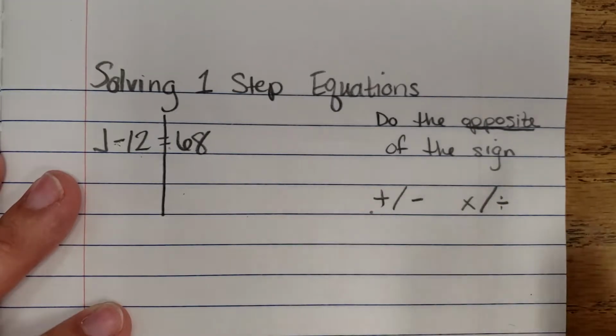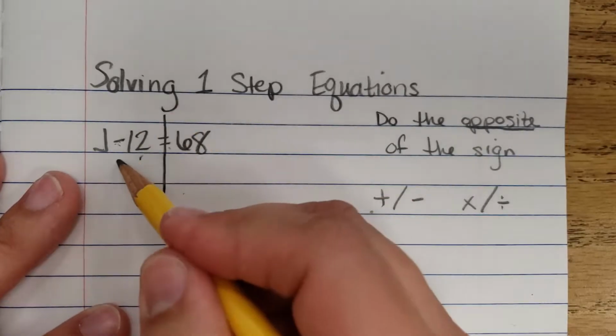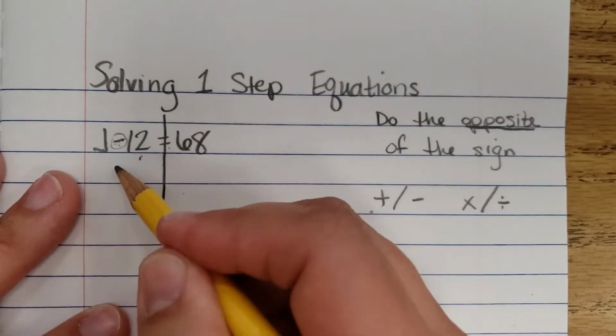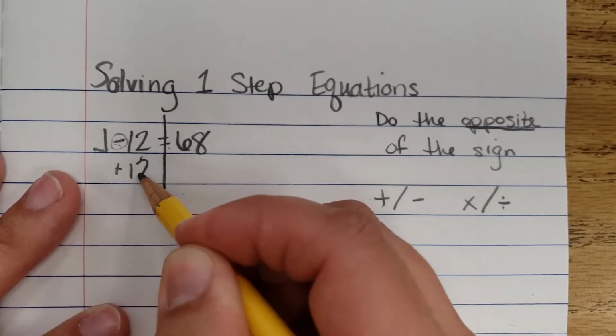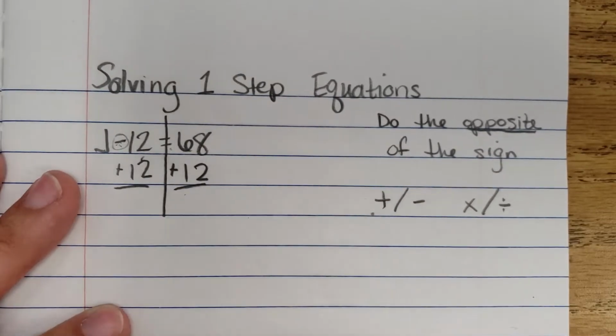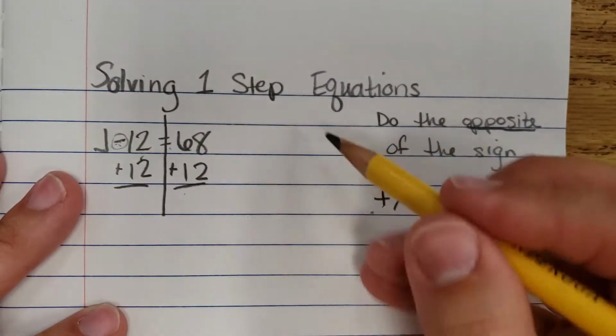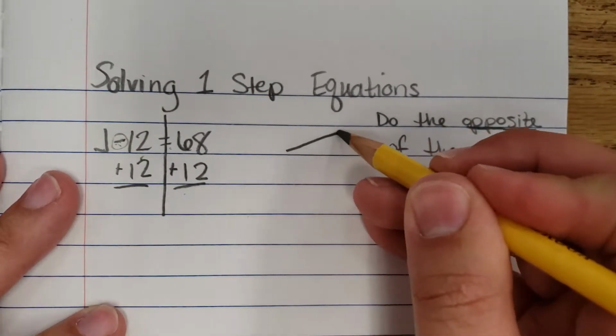Got it? Okay. So we've got J minus 12 here. The opposite of minus 12 is plus 12. And remember, you have to do it to both sides. Remember when we were talking about the seesaw effect? Yeah, we got a seesaw here.